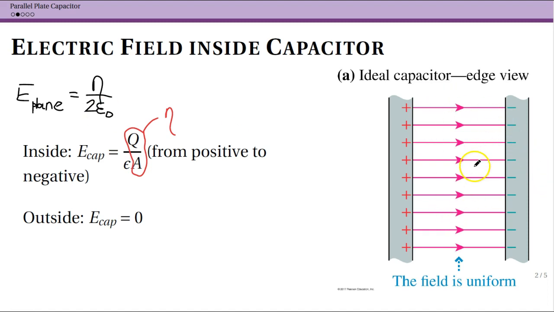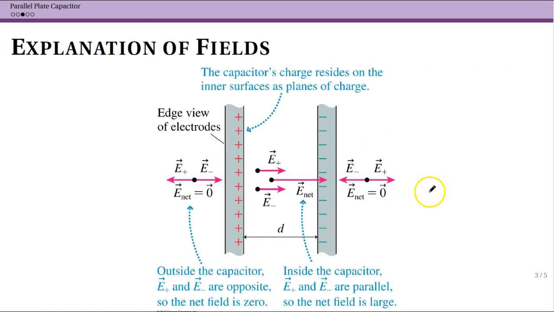Inside it's uniform, given by this equation. On the outside it's 0. So let's look at why that is. What we're going to be showing here are the electric field directions from the positive electrode and then from the negative electrode. So when you see a subscript negative, that means from negative. Subscript positive means from positive. So first, let's look at the positive ones.